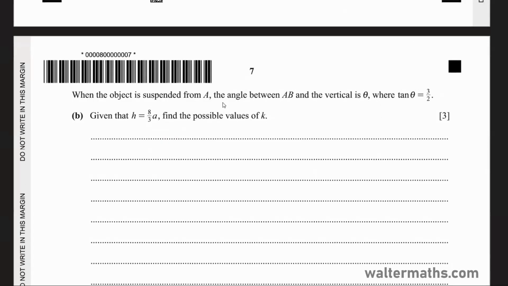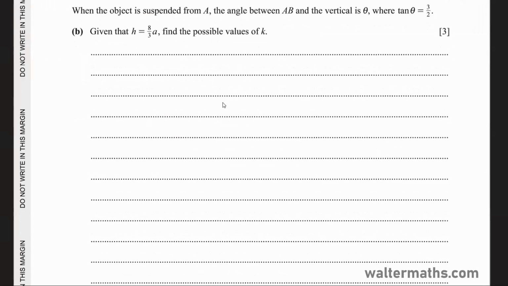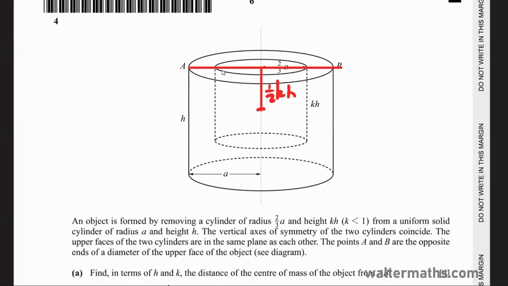Let's move on to the next part, which says when the object is suspended from A, the angle between AB and the vertical is theta, where tan theta is equal to 3 over 2. Given that H is equal to 8 over 3 of A, find the possible values of K. So the object is being suspended at A. So this is A, and A is like this point here.